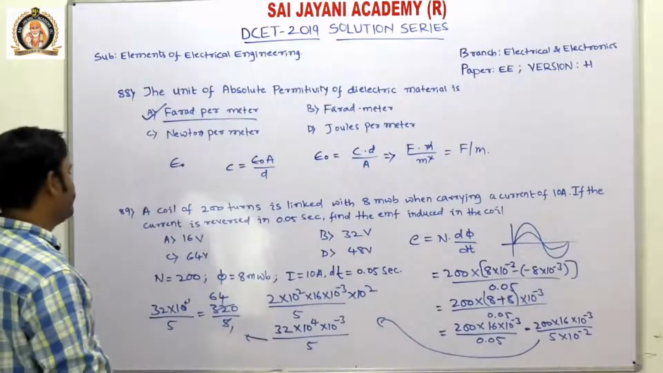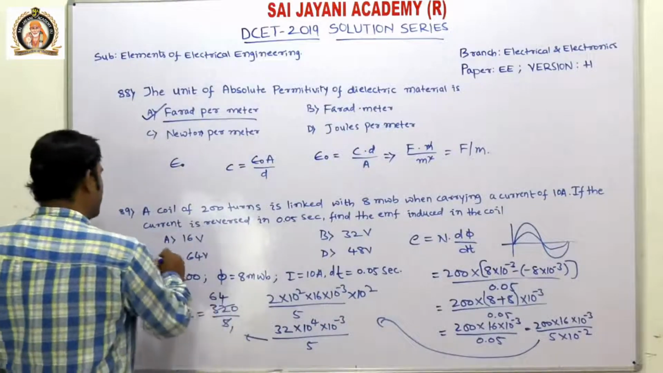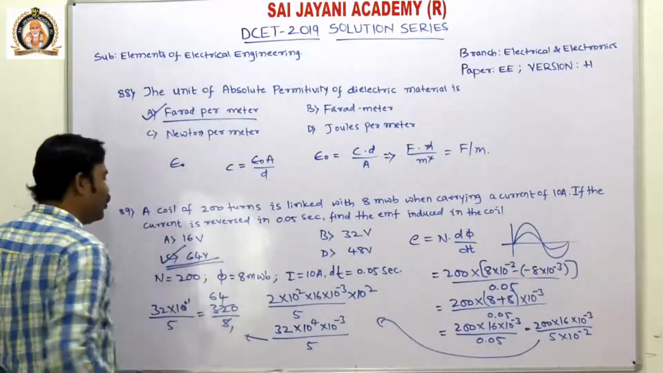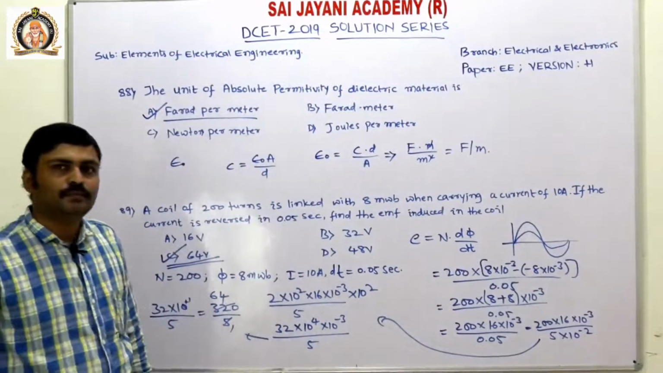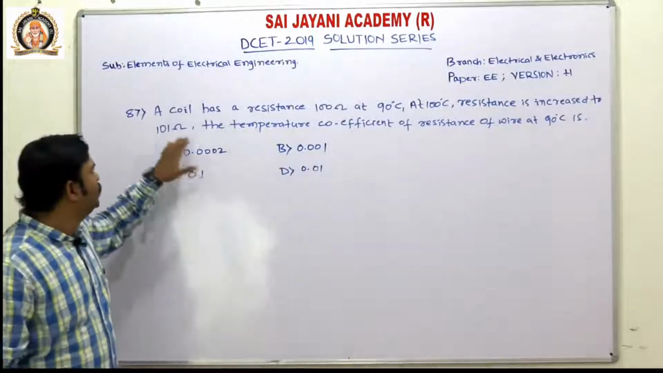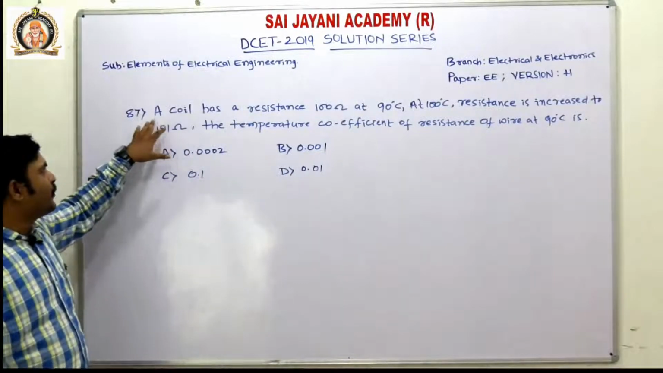So finally how much we got? 64 volts. So option C, 64 volts is the right answer. So let us solve 87th question in the same question paper.